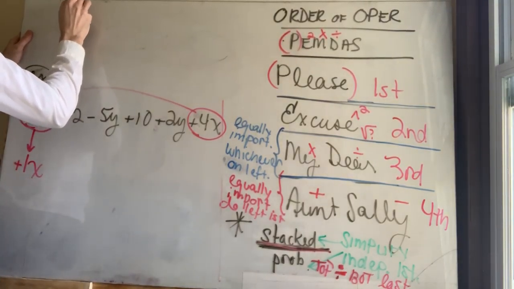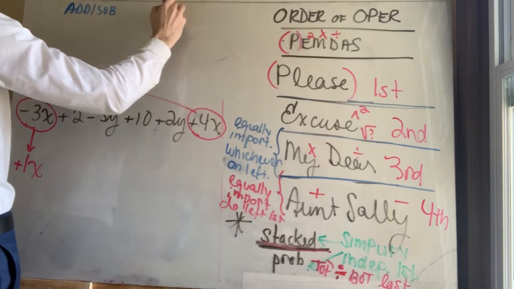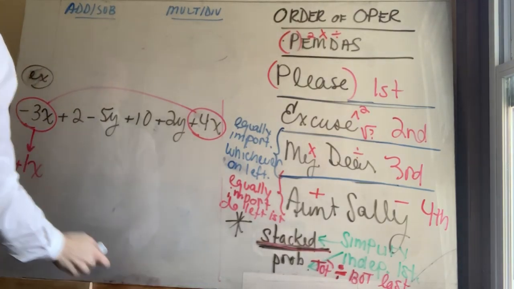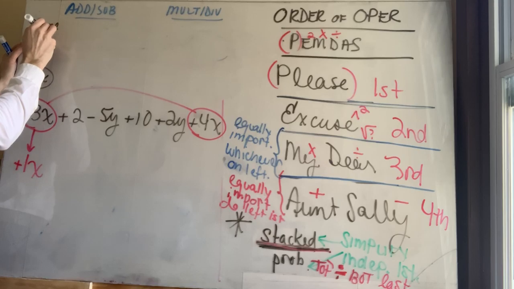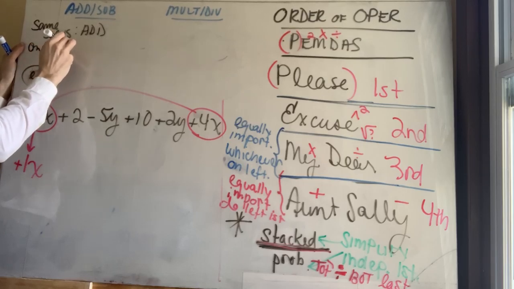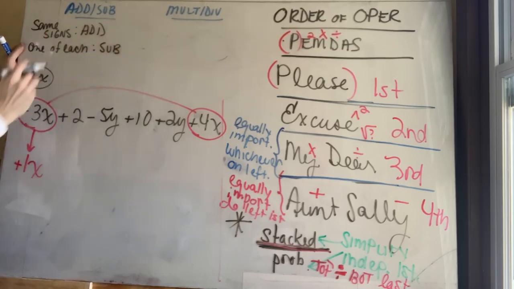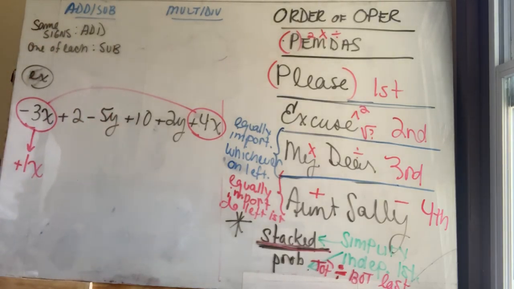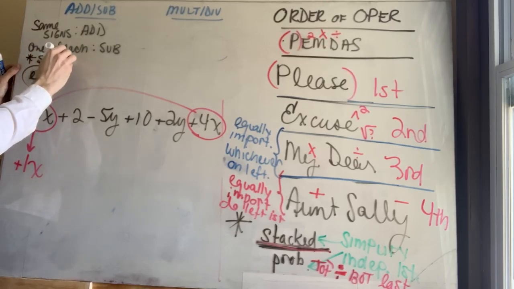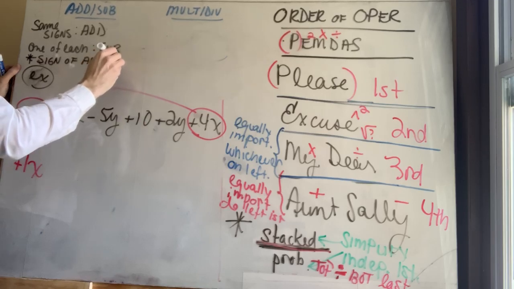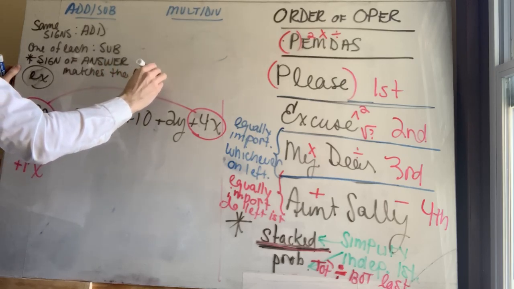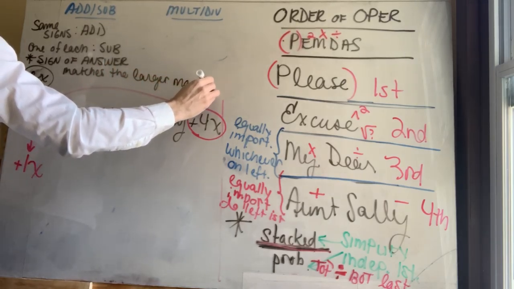There are rules for adding and subtracting, and there are rules for multiplying and dividing integers. And in a nutshell, you can think about it like this. If you have the same signs, then you add. If you have one of each, then you subtract. It's the combination that dictates the operation. The sign of the answer matches the larger magnitude. Magnitude is a technical term.